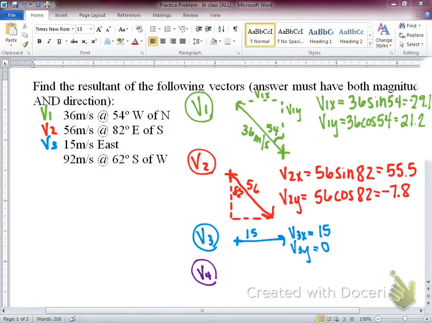Our last vector is heading south of west. So I'm going to draw my vector in the southwest direction somewhere. I know it needs to touch the x or the west axis. So 62 degrees goes there, and 92 meters per second is our hypotenuse. But here we're going to solve v sub 4x and v sub 4y.